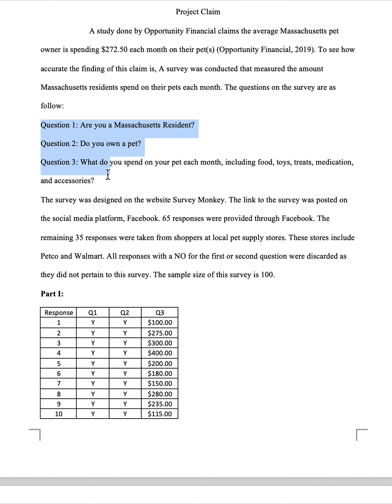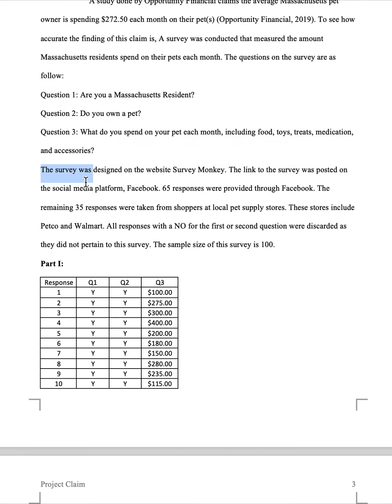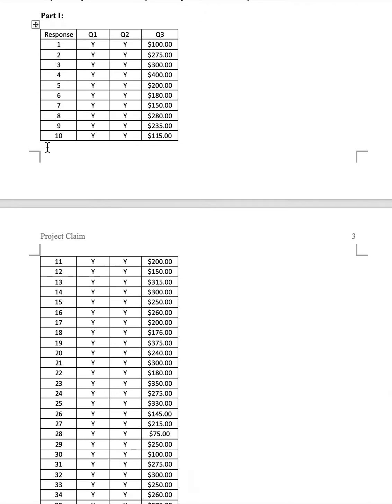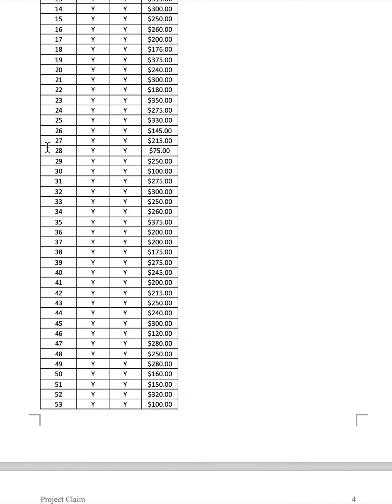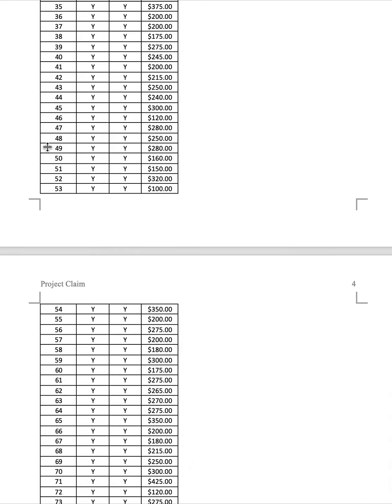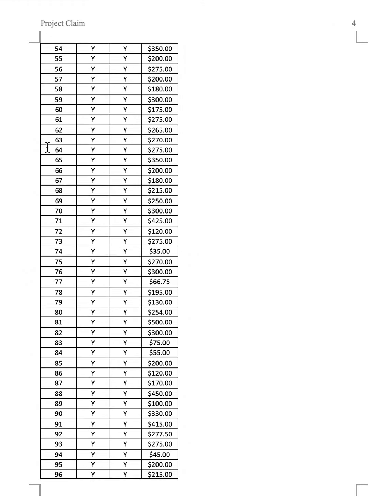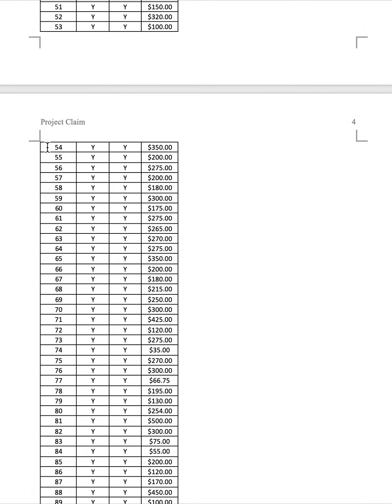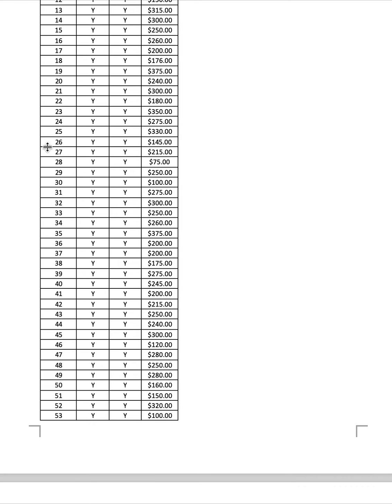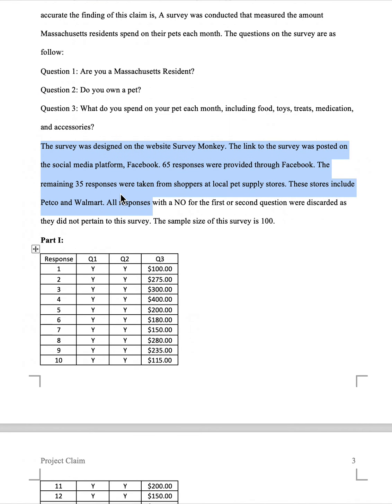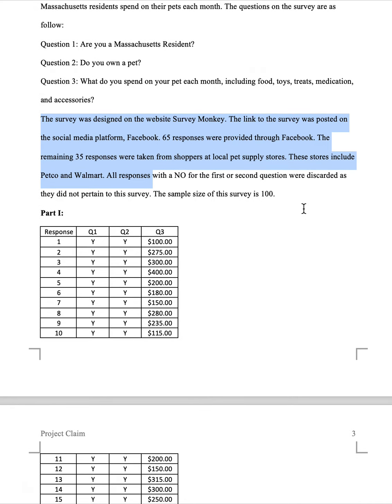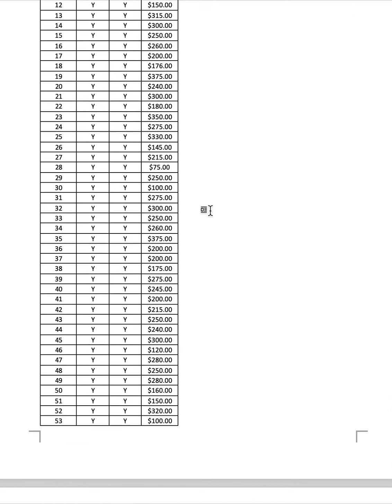So here we have the survey questions, what was used, where it was posted, the number of responses that were gathered, and then we have all of the data. I have to see all 100 responses for you to earn full credit on this portion of the exam. You can put it in a table, you can copy and paste it from Excel, and you can put it at the end of your document, and just put under the paragraph, please see end of document. Whatever is easiest for you to get that information somewhere in this document. You just need to let me know in the beginning where to look for it.